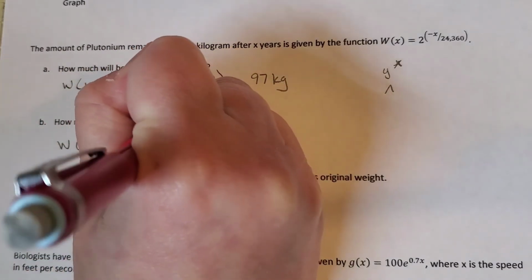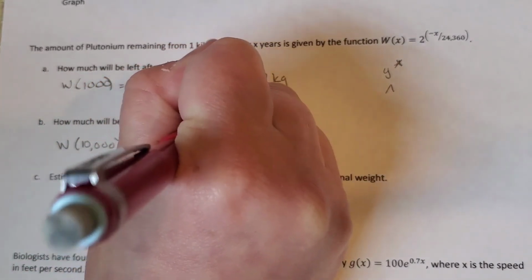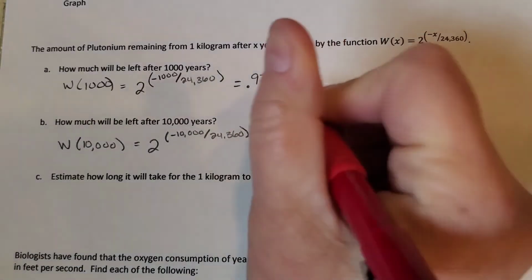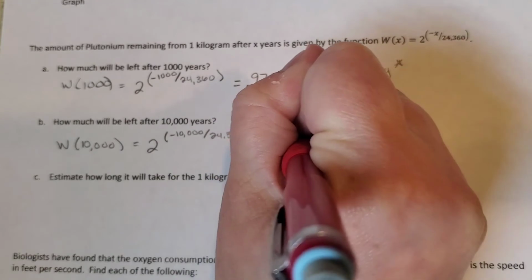So 2 raised to the negative 10,000 over 24,360. Plug that in your calculator. You get about 0.75 kilograms.